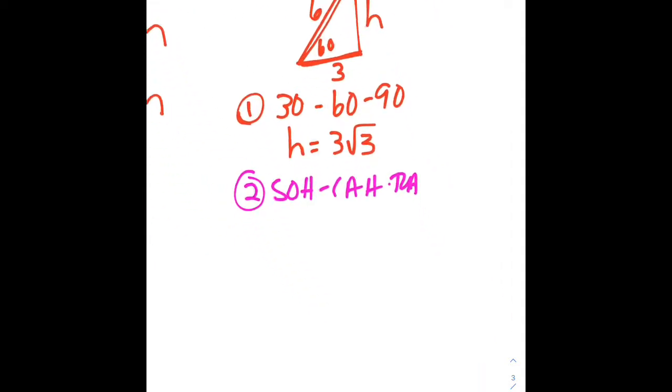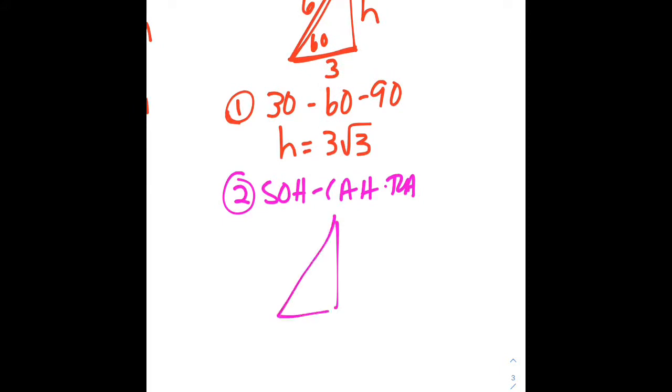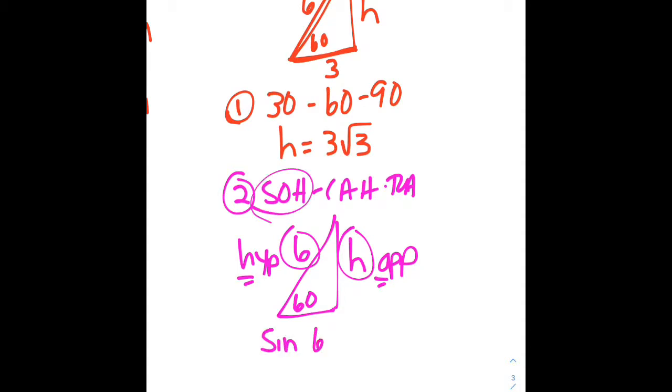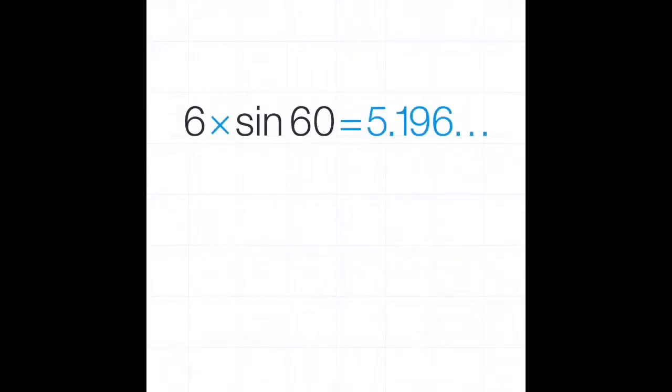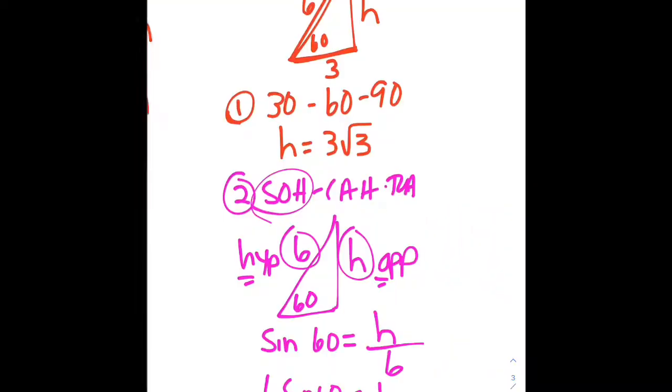So if you wanted to use SOHCAHTOA, this is still 60, this is H, this is 6. H is opposite the 60. 6 is the hypotenuse. O and H means we'll use the sine. So the sine of 60 is equal to H over 6. So that means H is 6 sine 60. And if I do 6 sine 60, that gives me approximately 5.2.